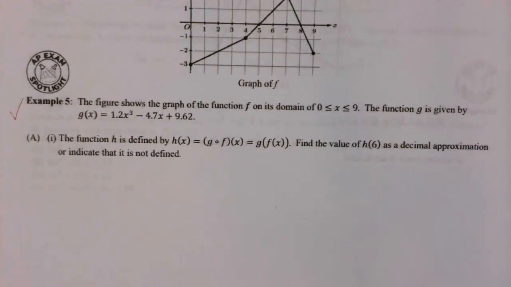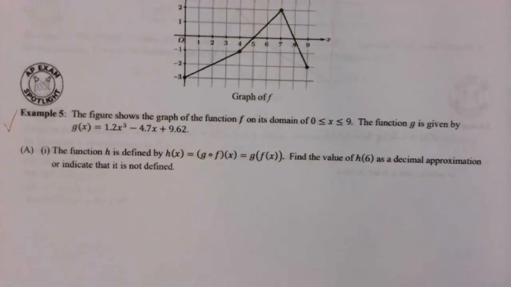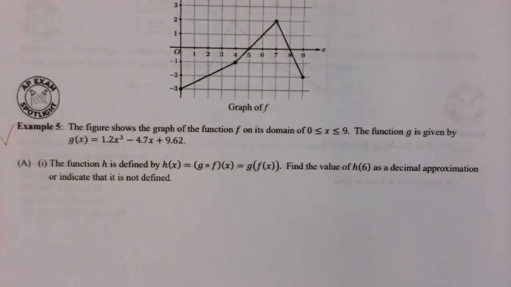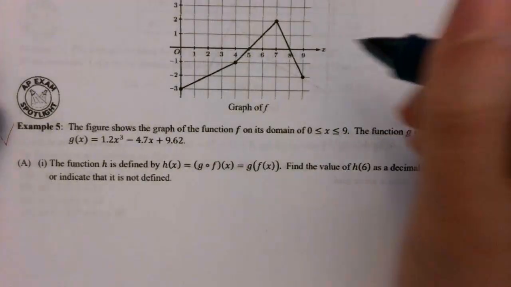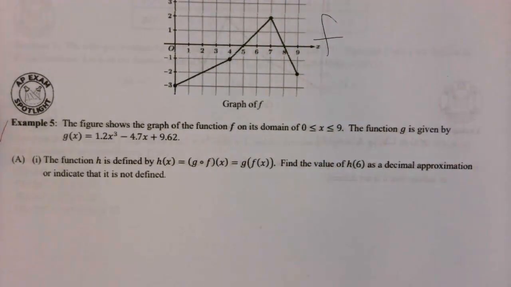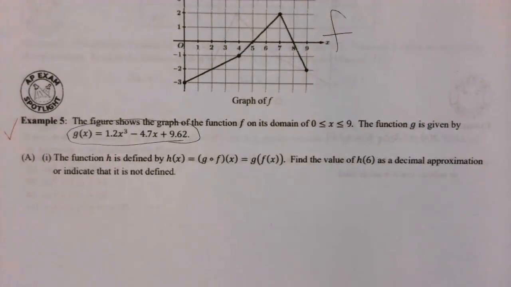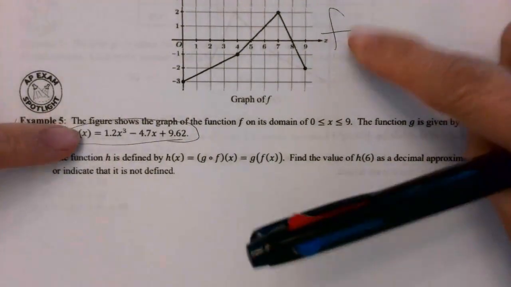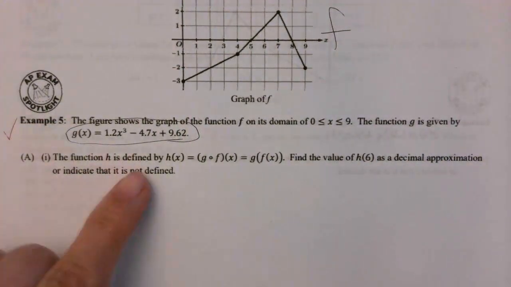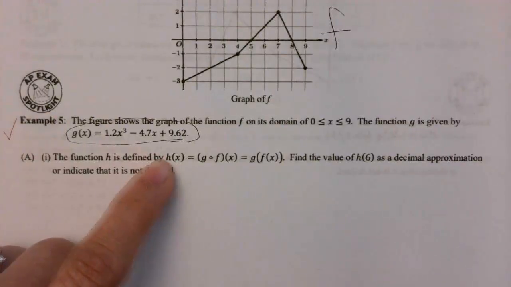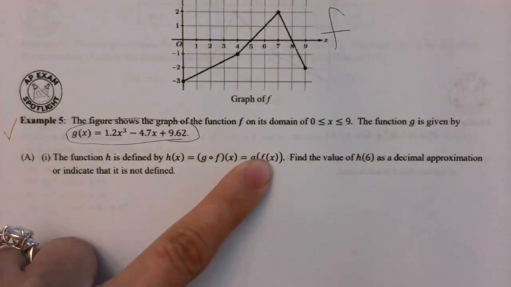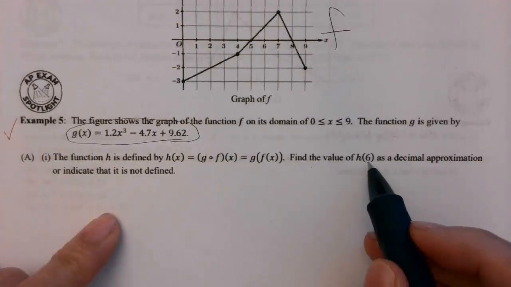Example 5. This one was from the AP exam practice, I think. The figure shows the function f. There's a lot going on, so I'm just going to put the f big there. So I know that's the function f. What about the function g? Function g is given as an equation, so make sure you're using the correct one. Function h is defined such that h of x is g of f of x. Find the value of h of 6.